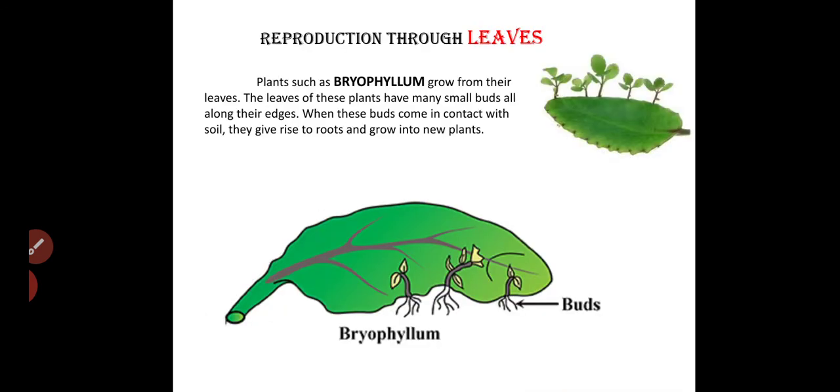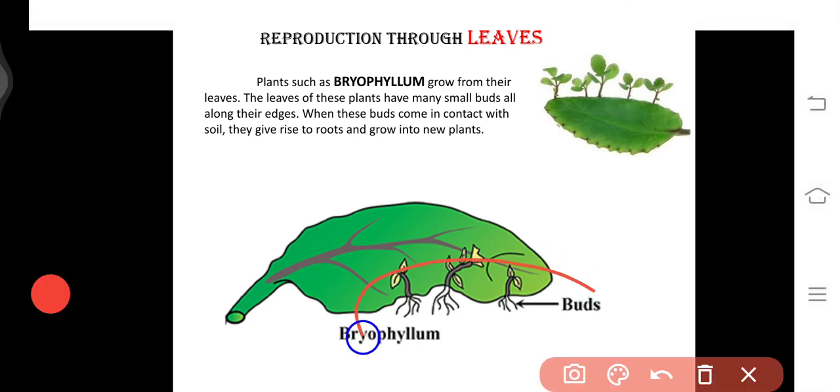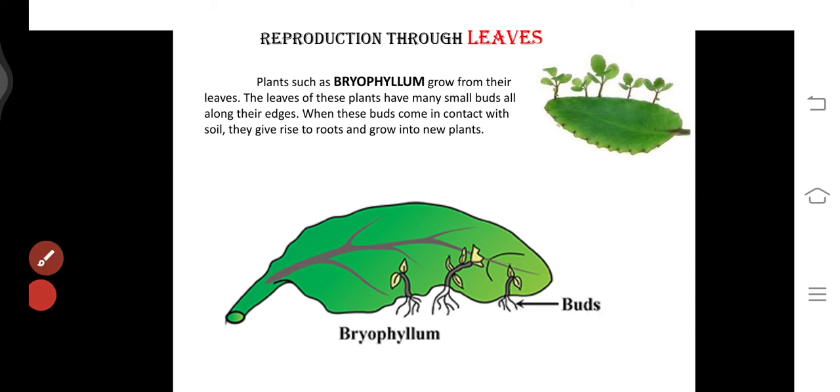And next we are going to discuss plants which are produced through the leaves. Plants such as bryophyllum grow from their leaves. The leaves of the plant have many small buds all along their edges. You can observe the buds here. At the edges of the leaves you can observe the buds, and those buds give rise to a new plant by growing roots and stem.